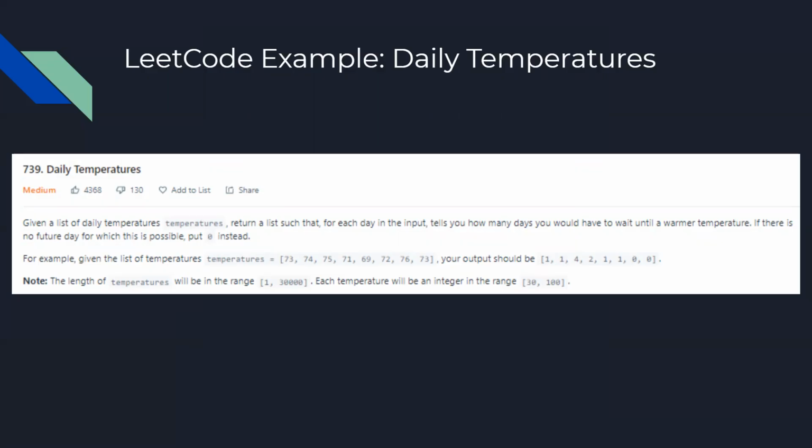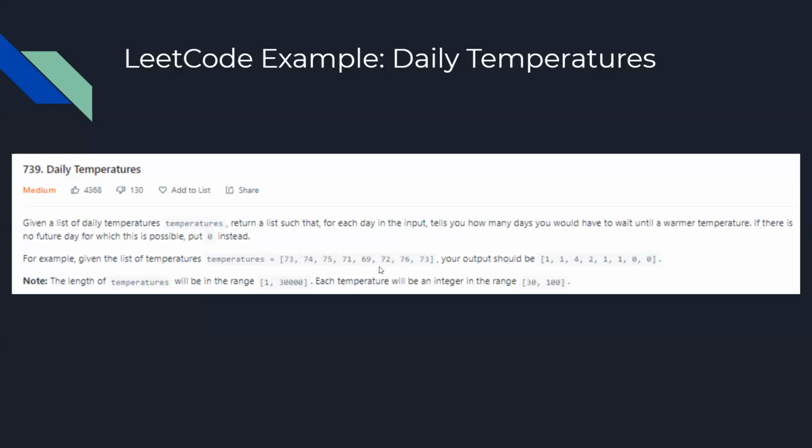For example, given the list of temperatures 73, 74, 75, 71, 69, 72, 76, 73, our output should be 1, 1, 4, 2, 1, 1, 0, 0. Makes sense. Note that the length of temperatures will be in the range 1 to 30,000. Each temperature will be an integer in the range 30 to 100.